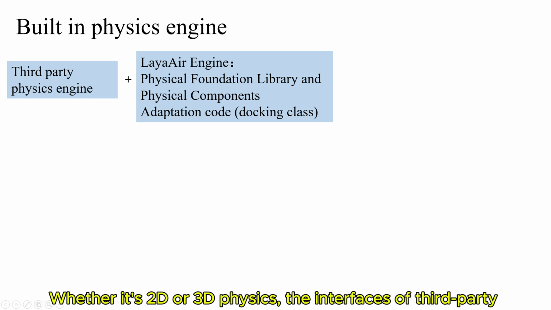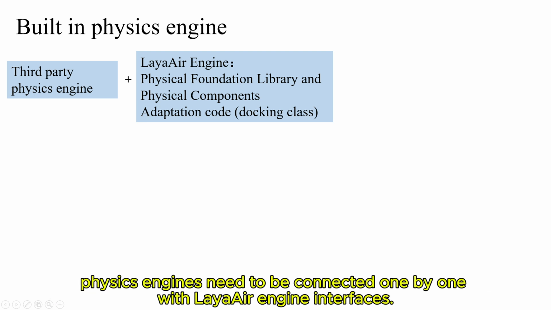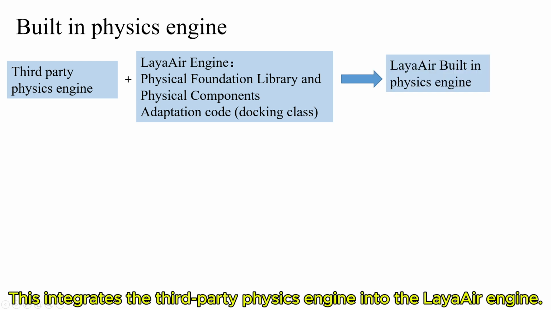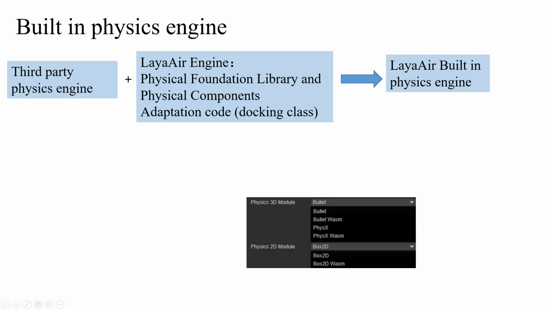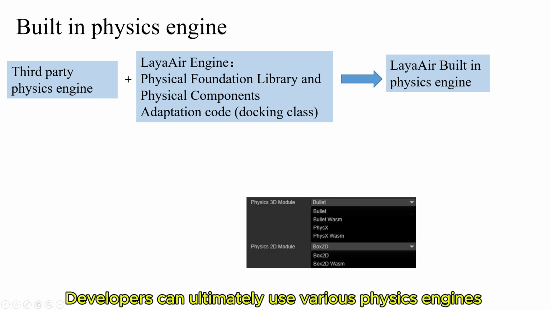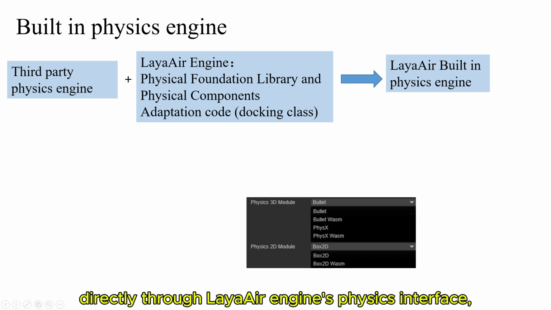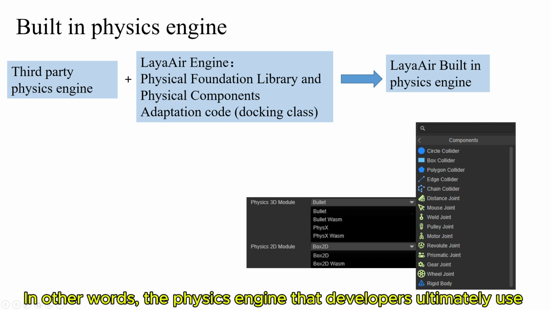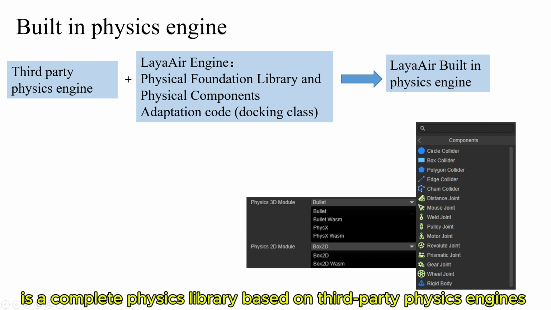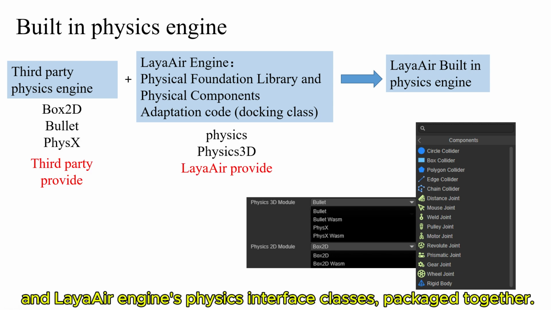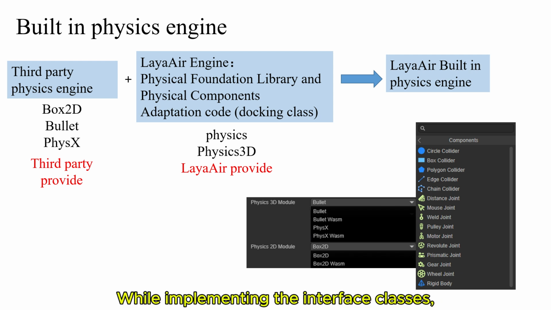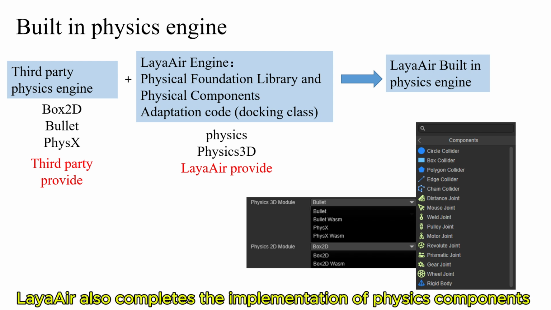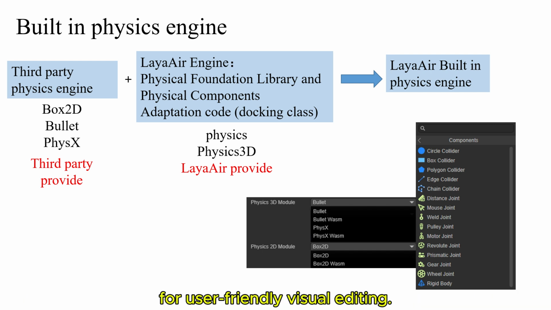Whether it's 2D or 3D physics, the interfaces of third-party physics engines need to be connected one by one with Layer engine interfaces. This integrates the third-party physics engine into the Layer engine. Developers can ultimately use various physics engines directly through Layer engine's physics interface, and visually edit them in the IDE through physics components. In other words, the physics engine that developers ultimately use is a complete physics library based on third-party physics engines and Layer engine's physics interface classes, packaged together. While implementing the interface classes, Layer also completes the implementation of physics components for user-friendly visual editing.